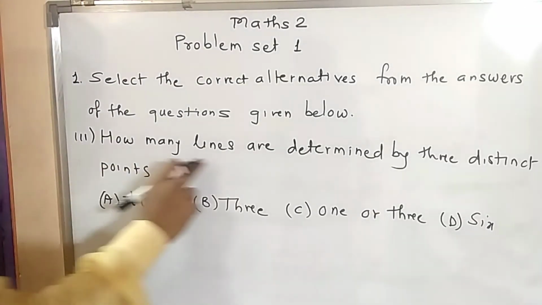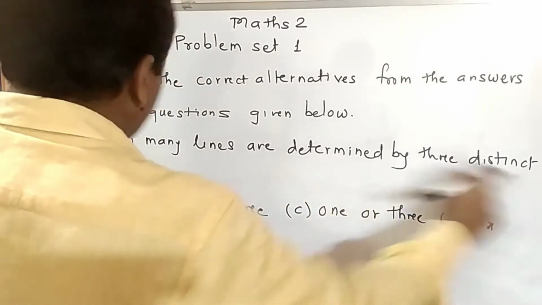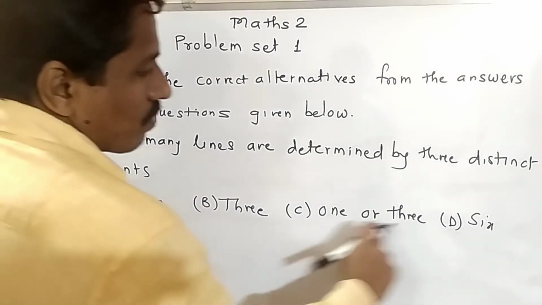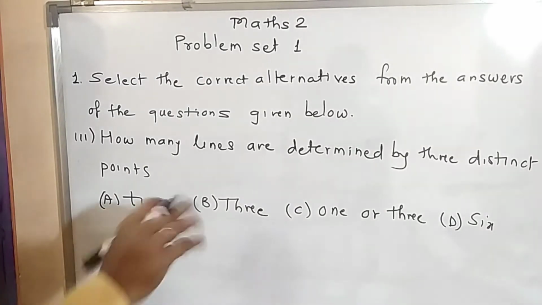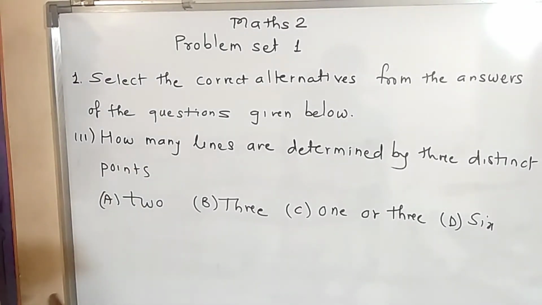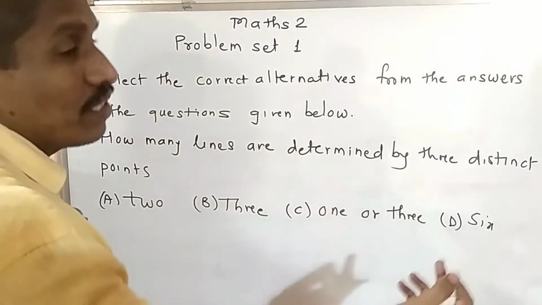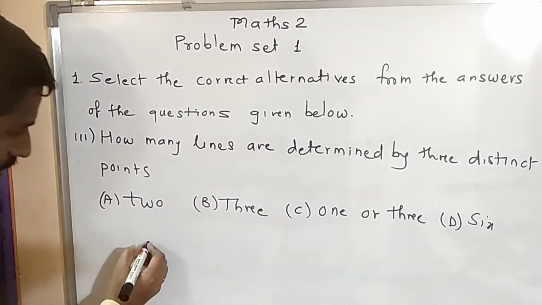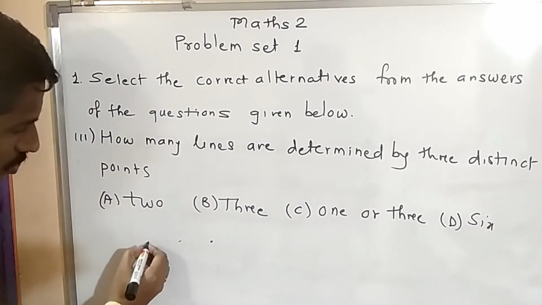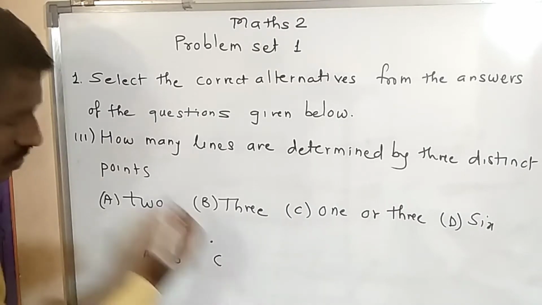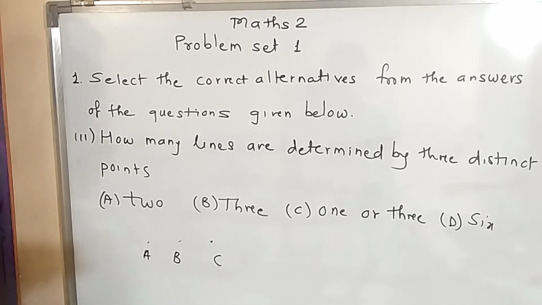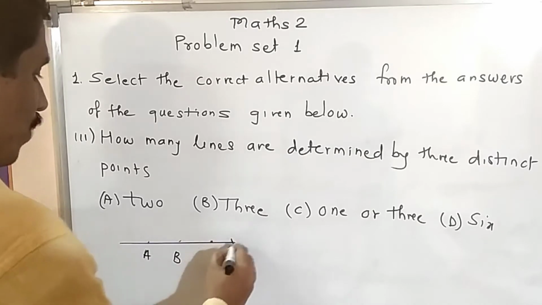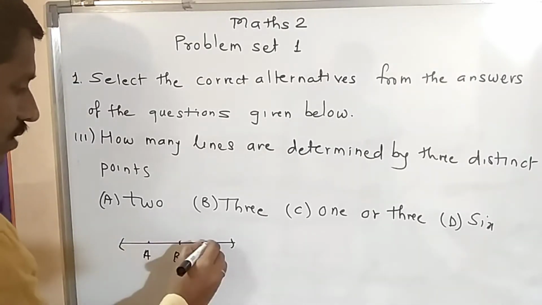Third one, how many lines are determined by 3 distinct points? Option A is 2, B is 3, C is 1 or 3 and D is 6. So 3 distinct points are given. It is not given whether the points are collinear or not. So we have to consider both the cases. The first one is if those points are collinear. Suppose this is point A, point B, point C. If they are collinear, then what will happen? One line we can draw. So they determine one line.